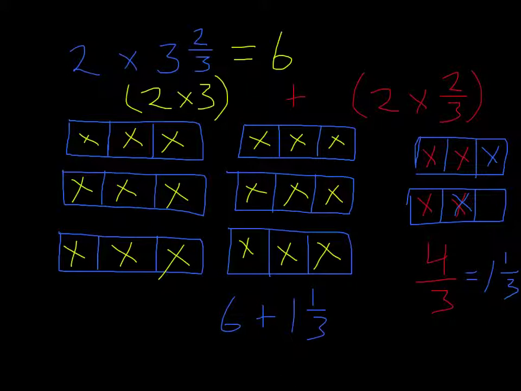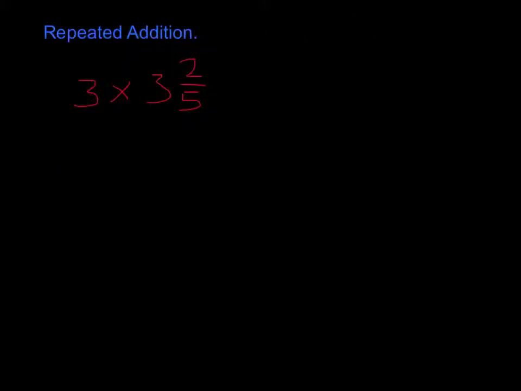Okay, so we're going to take our 6 and we're going to add our 1 and 1/3. And we know that 6 plus 1 is 7, and then our 1/3. So our answer is going to be not 6, but 7 and 1/3. And that is how we could use a model to simulate using our distributive property.